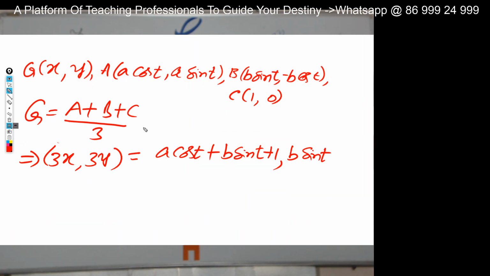So this is not a. This is b, correct? And this is not a. a sin t minus b cos t, divided by 3, cross multiply 3G, no? This is the equation you get. Radham, you answer this question.